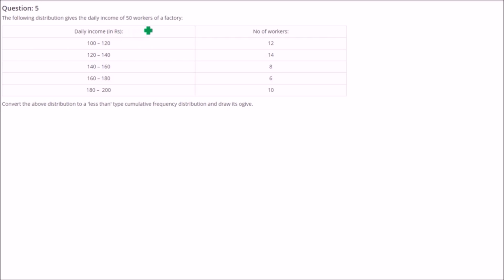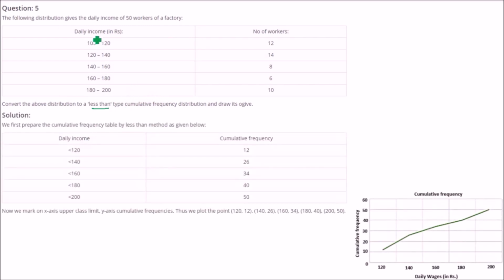The following distribution gives the daily income of 50 workers of a factory. Convert the above distribution to a less than type cumulative frequency distribution and draw its ogive. So less than means when you say less than 120, that is from 100 to 120, or say 0 to 120, then there are 12 workers.